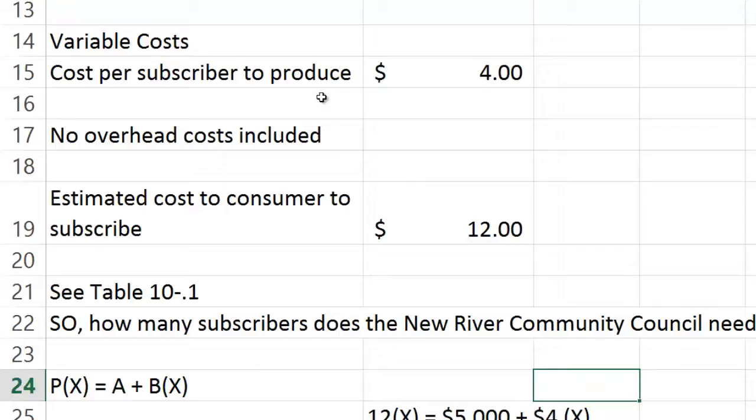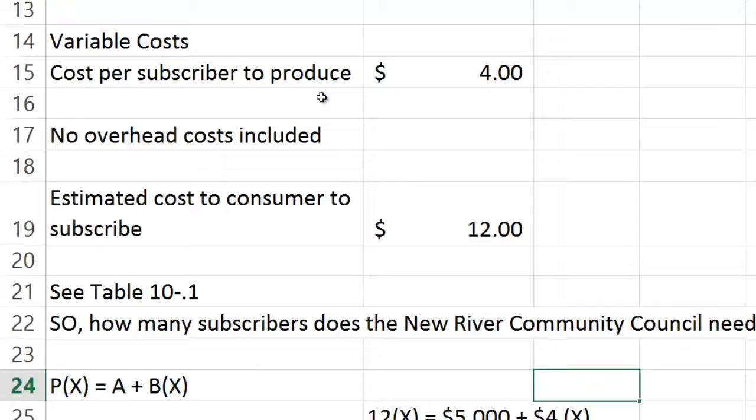But if we sell one subscription, it's going to cost $4 to fill that subscription, right? Now, if we produce two, if we have 2 subscribers, it's going to cost $8. And if we have 3 subscribers, it's going to be $12. We're talking about in total, right? So the total variable cost for 3 subscriptions is $12, even though each individual has a fixed price of $4. Okay, I understand that can be confusing, but we're talking about the total cost being variable.